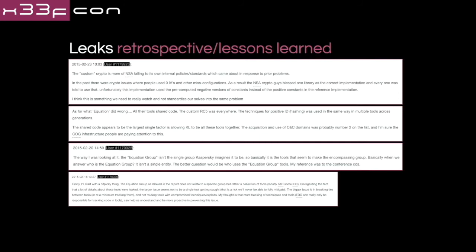Hopefully that gives you an idea of what's going on in an intelligence agency when you have threat research being published or being leaked.